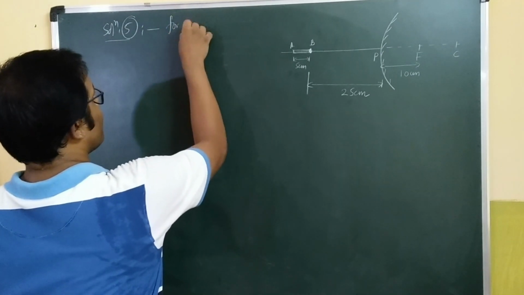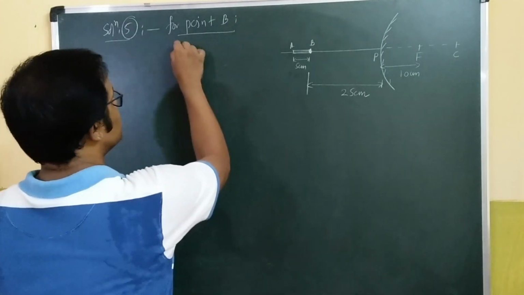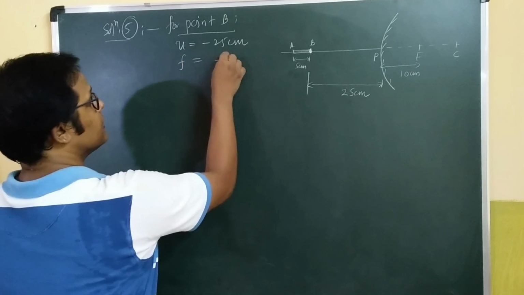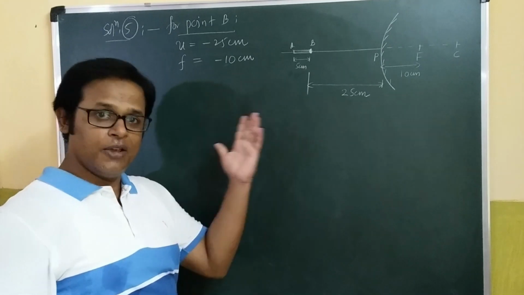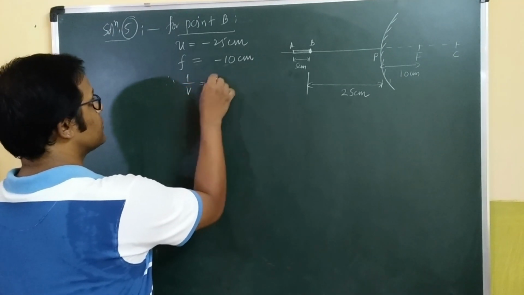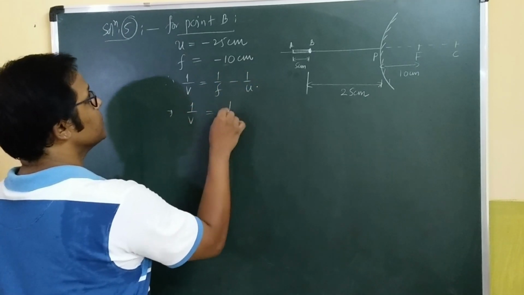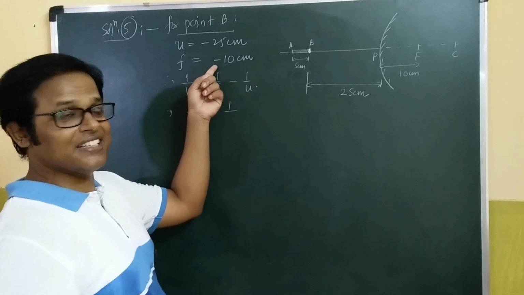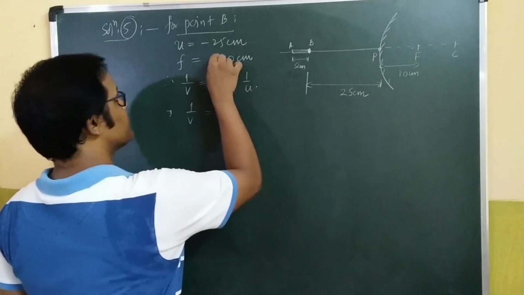So for point B, the object distance will be minus 25 centimeters. Focal length is minus 10 centimeters. My dear students, definitely you can do it on your own, okay? Please pause it and try it. And then find the image distance, 1 by V, and if you put in the numbers, F, hey there, I made a mistake, it's not minus, for convex mirror, it's positive.